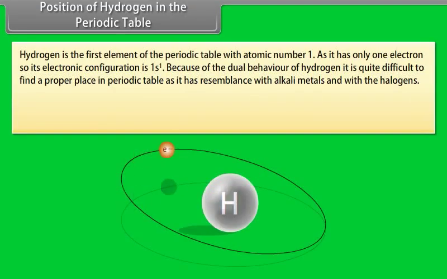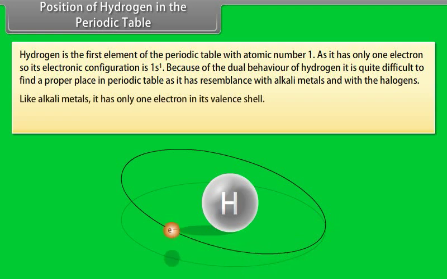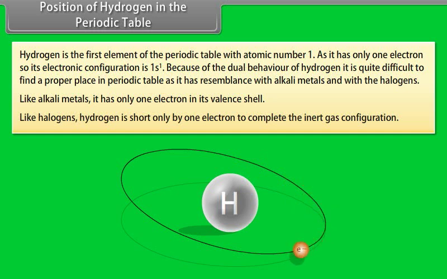Position of hydrogen in the periodic table. Hydrogen is the first element of the periodic table with atomic number 1. As it has only one electron, its electronic configuration is 1s1. Because of the dual behavior of hydrogen, it is quite difficult to find a proper place in the periodic table as it has resemblance with alkali metals and with the halogens. Like alkali metals, it has only one electron in its valence shell. Like halogens, hydrogen is short only by one electron to complete the inert gas configuration.